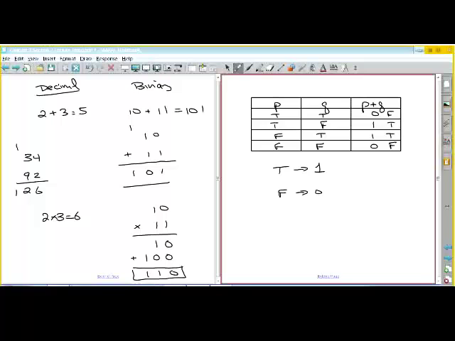So it's a truth table. It's different than what we're doing. It has a special name. But there are truth tables associated with binary addition and multiplication.